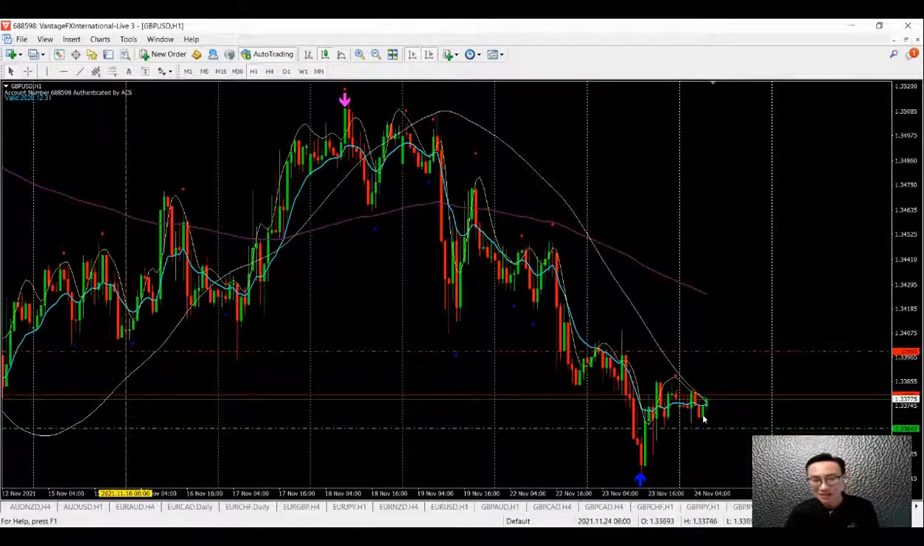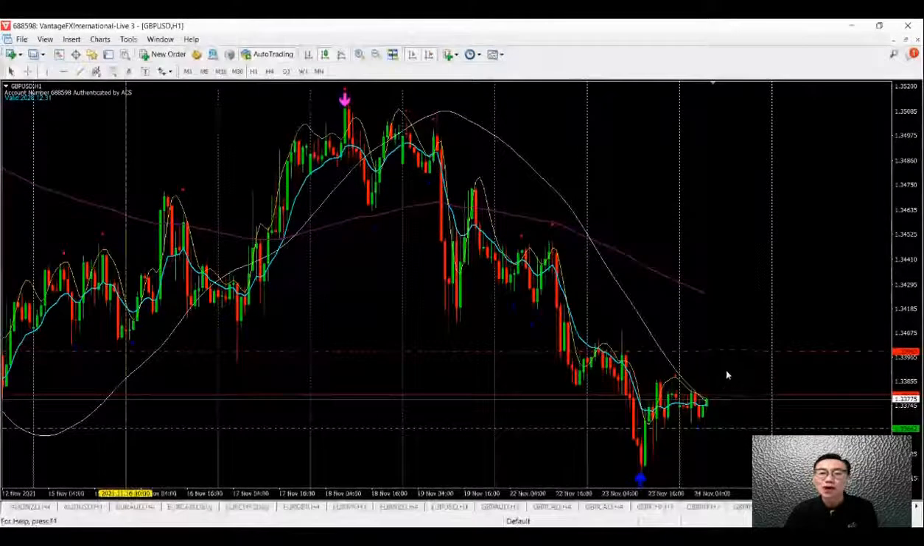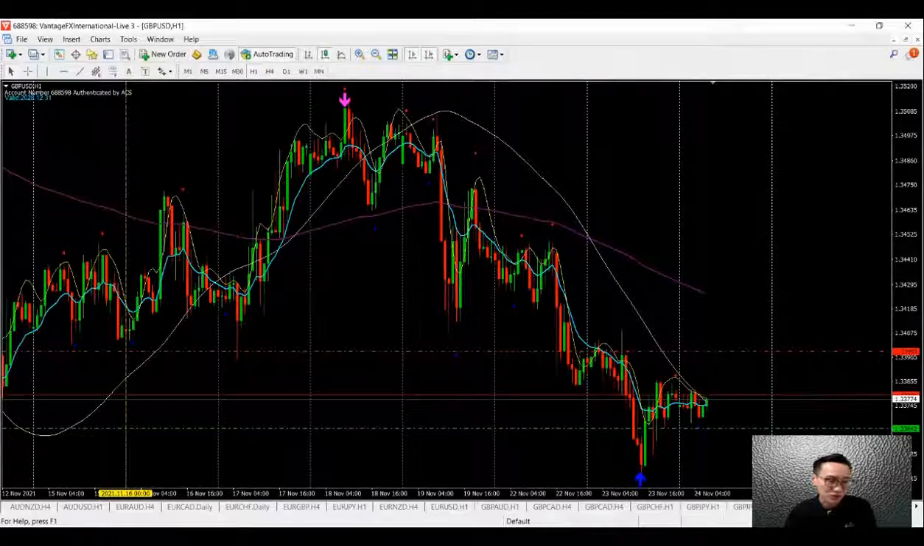So buying and the retracement is coming very soon. Sellers, stay away, because it may go up and meet the resistance, then we'll start to sell again. So let's wait for it.